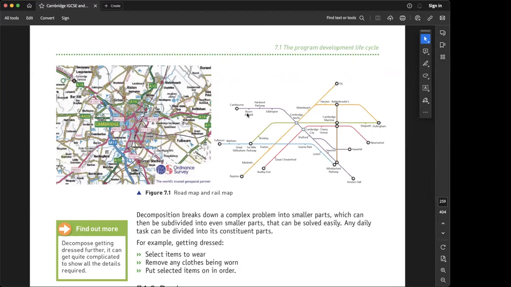There are only two maps on my screen, a left-hand side map and a right-hand side map. Which map is easy to understand for you? Right-hand side or left-hand side? Right.